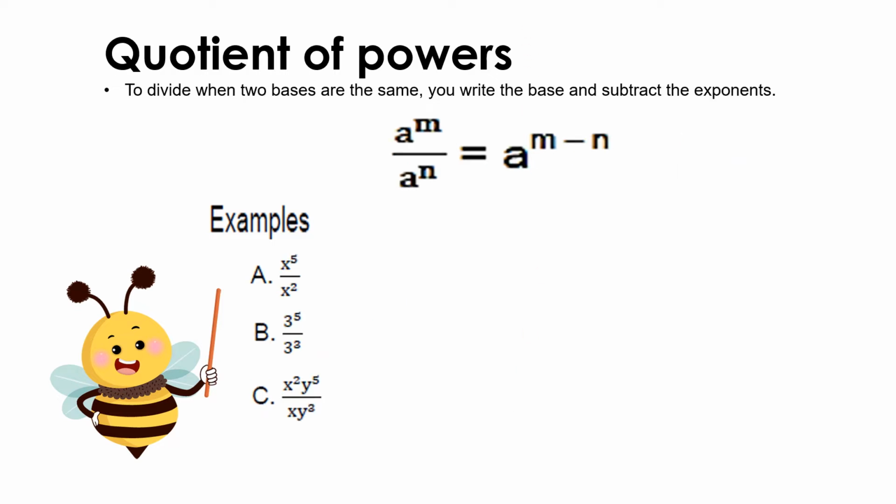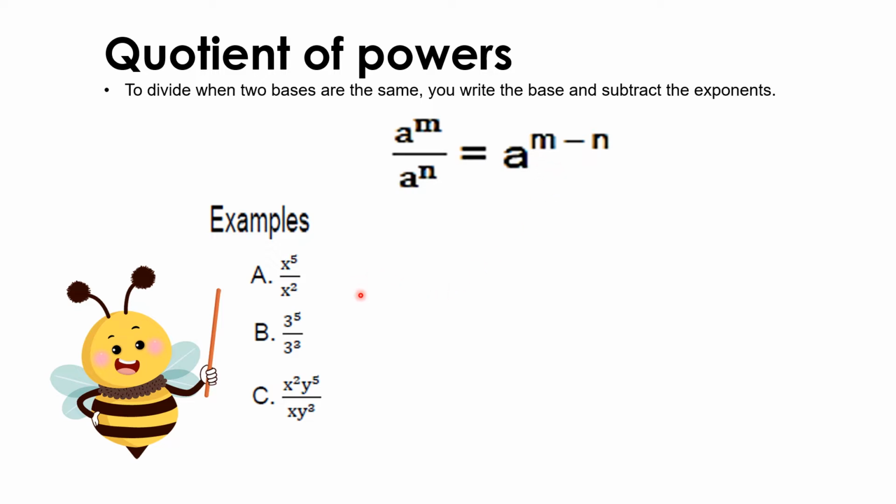So the second law of exponent is the quotient of powers. Quotient of powers applies when you divide two bases which are the same. All you have to do is to rewrite the base, then subtract the exponent. In this example, we have a base a, then just subtract the exponent in the numerator to the exponent in the denominator. So we have a raised to m minus n.